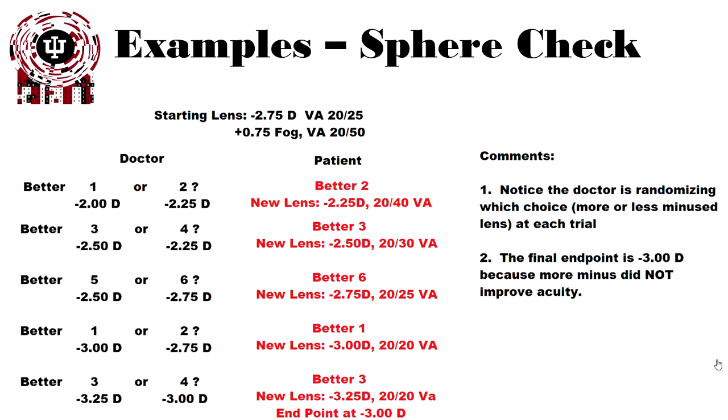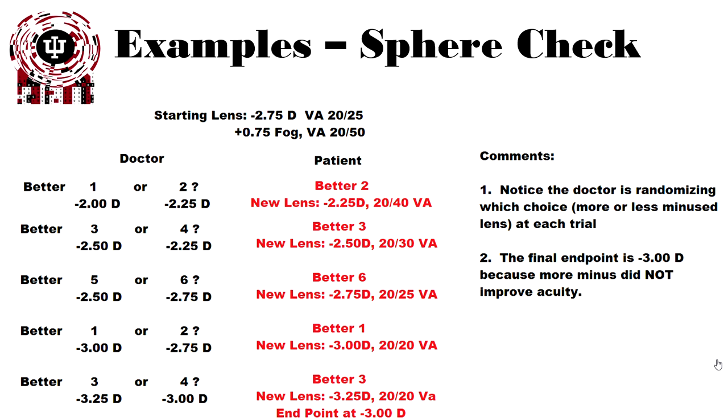So let's look at a couple of examples of sphere checks doing this. We have a starting lens of a minus 2.75, which the patient sees 20/25 through, and we've added a plus 0.75 fog to get them to 20/50. On our first choice, better 1 or better 2, we give a minus 2 or a minus 2.25. Remember, we're at minus 2 because we gave a plus 0.75 fog. The new lens, the minus 2.25, improves VAs. We go from 20/50 to 20/40, so our option is number 2.